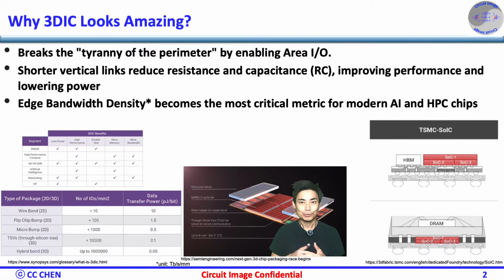For decades, chips were 2D and all data entered and exited through the edge pins. 3D IC flips this with area I/O, letting us press thousands of vertical TSV connections across the die, so links are extremely short. Resistance and capacitance drop, performance rises, and energy per bit falls, which is why for AI and data center chips, edge bandwidth density becomes the most important metric.